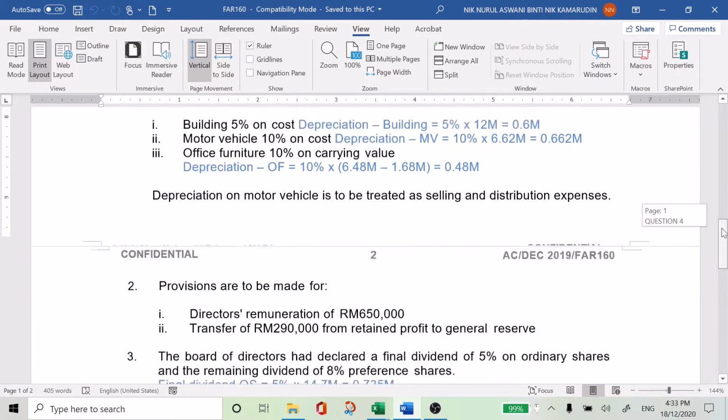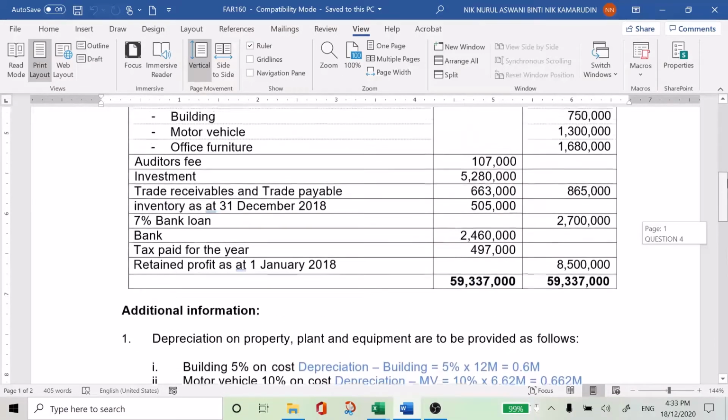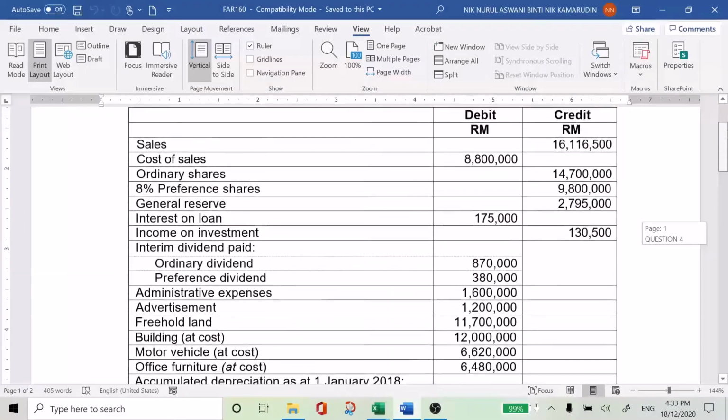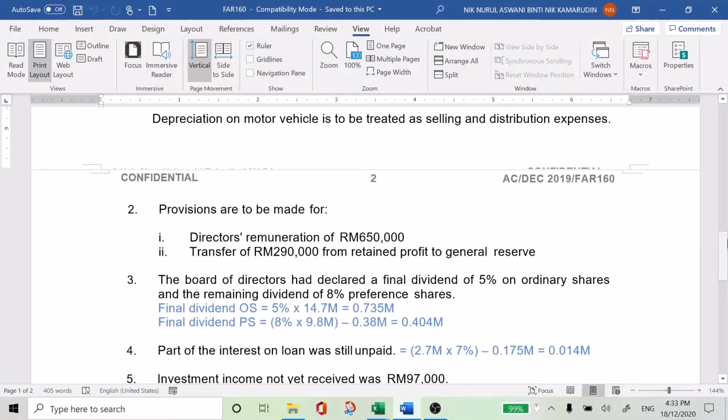Next, we are going to provide also provisions for director's remuneration, 650,000, meaning that there is an accrued director's remuneration you are going to provide for, meaning that previously this amount is not being recorded in the account yet. Even if you look above in the trial balance, you may not find any director's remuneration. So we're going to create a new account called director's remuneration, and then we are going to debit director's remuneration and credit accrued director's remuneration, another new account, for accrued expense.